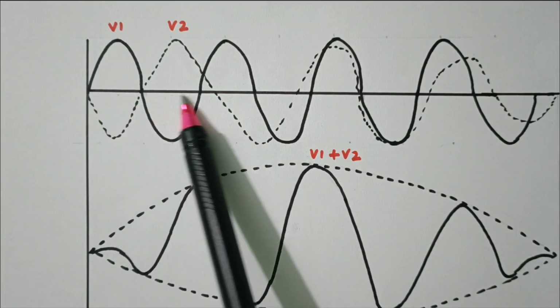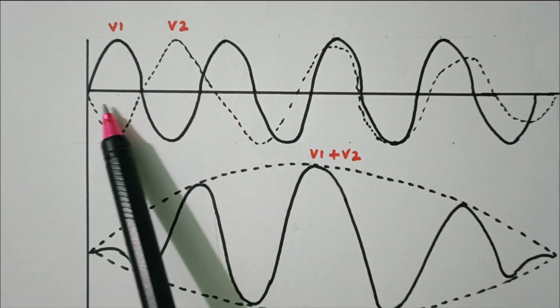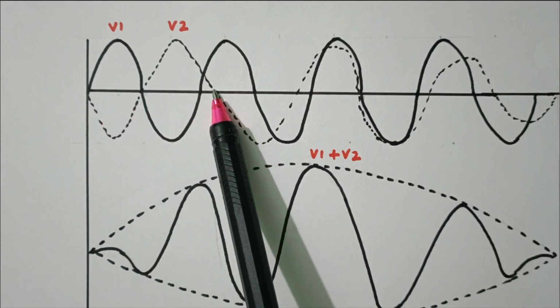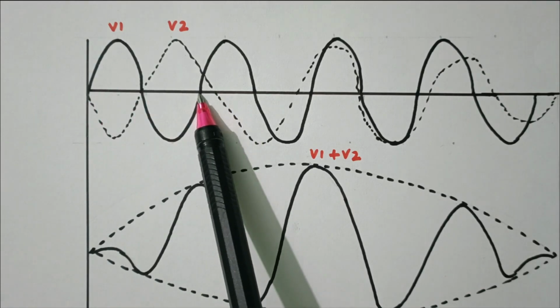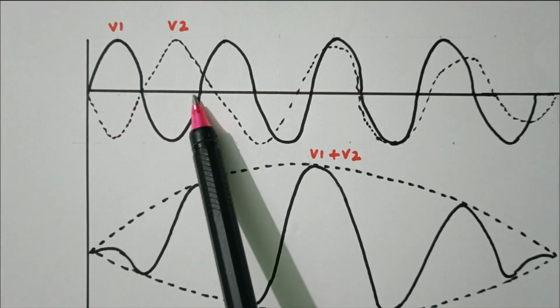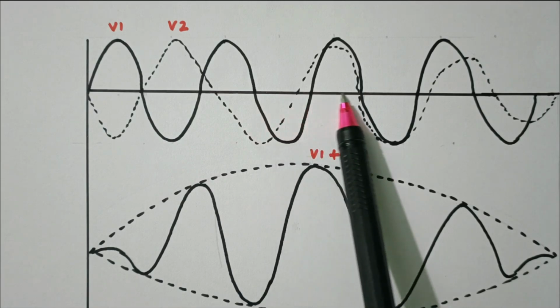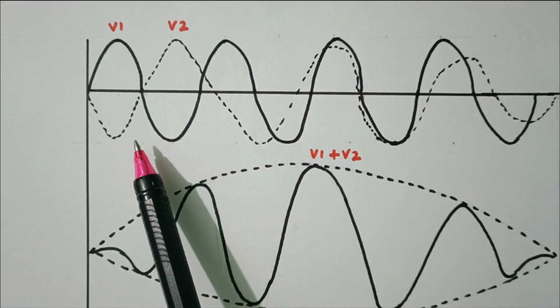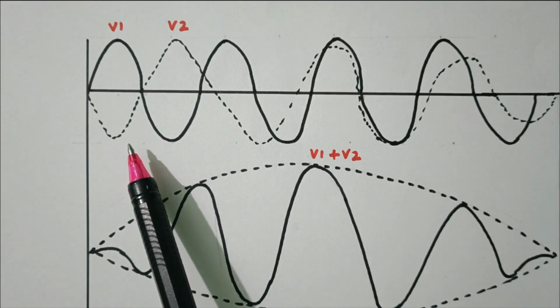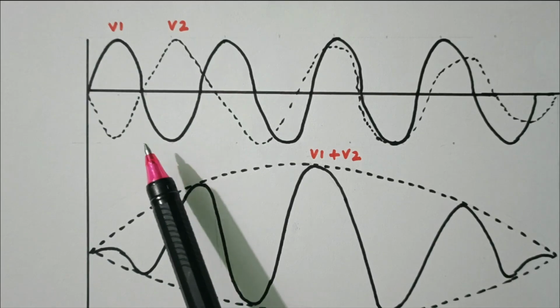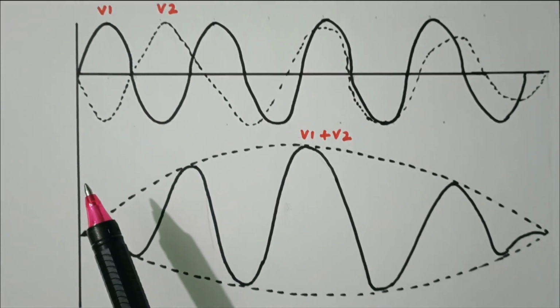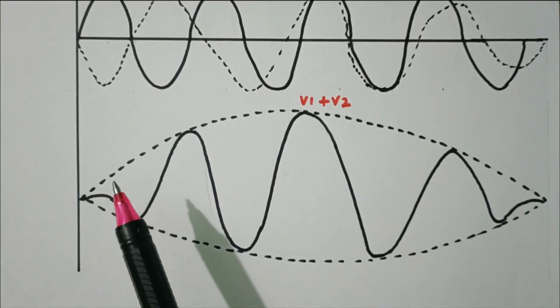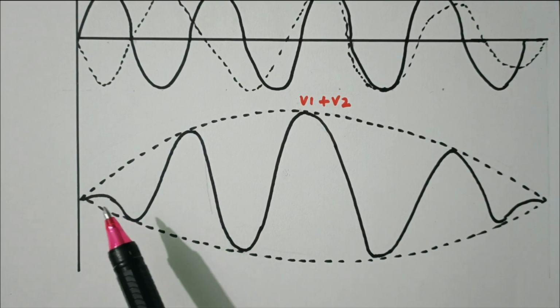See, the time period varies, not matching. They start from here and end here. The time period is more than that of the voltage of the first alternator, so the time period keeps varying. This is the condition where the voltage is almost equal but the frequency is not equal. The difference between these two will appear across the switches, so that we get brightness and darkness.